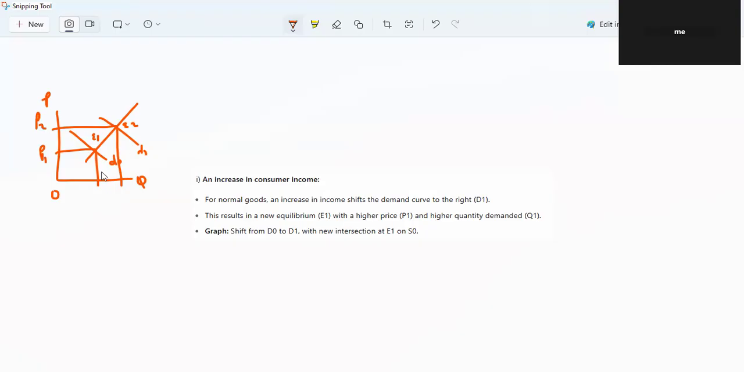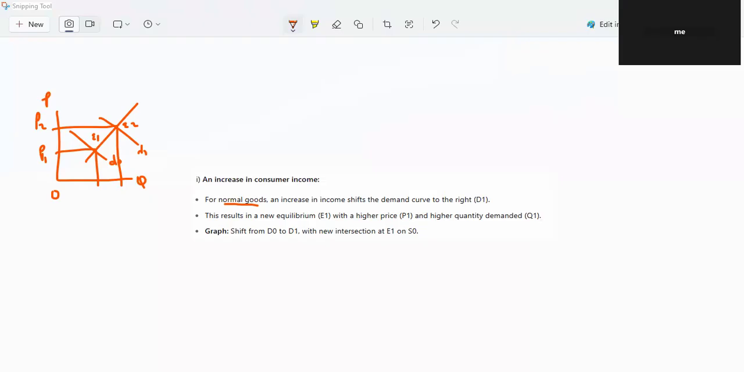Just to simplify this, in case you don't want to forget, if there's an increase in income and you're demanding more of that particular good, it is called a normal good. So the demand function will shift from D1 to D2. That's all. Now, what happens if the price of a substitute good goes up?